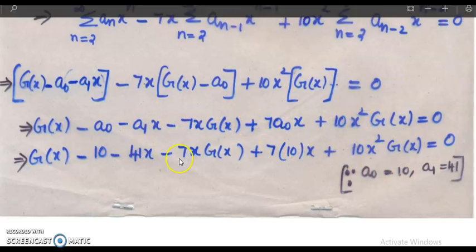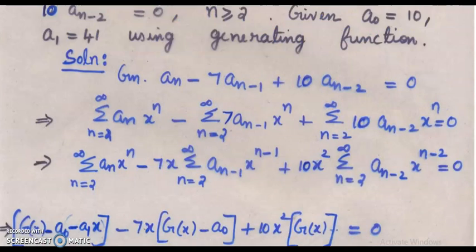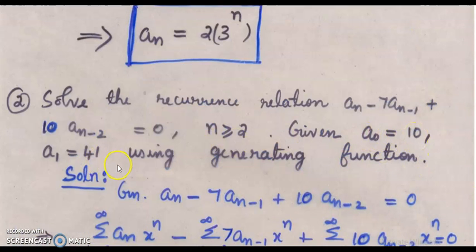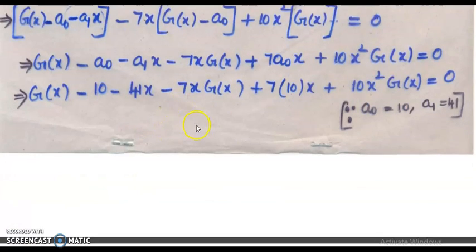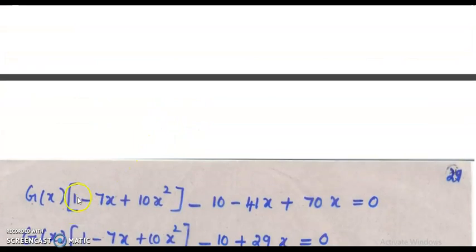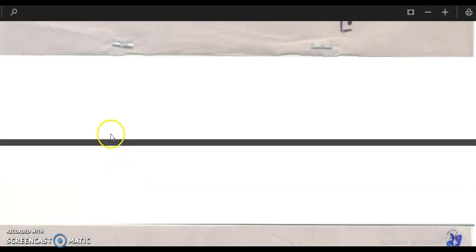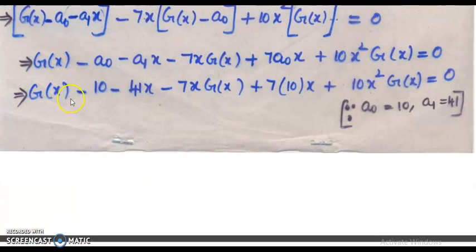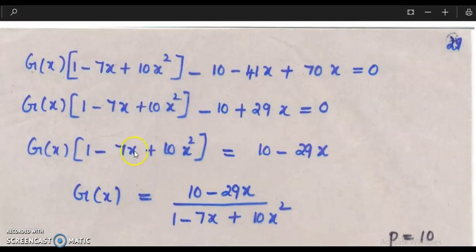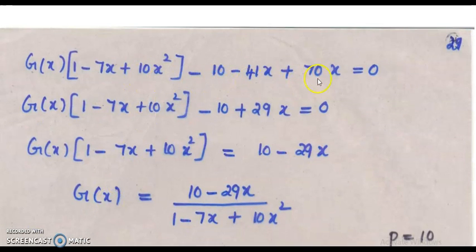Yes, a1 is 41. You substitute it because it is given in the question. a0 is 10 and a1 is 41. So after substituting, we have to combine all the g of x terms. Combine the g of x terms, that is, the first term coefficient is 1. Here minus 7x, here 10x square. So you get like this. Then write the remaining terms here.